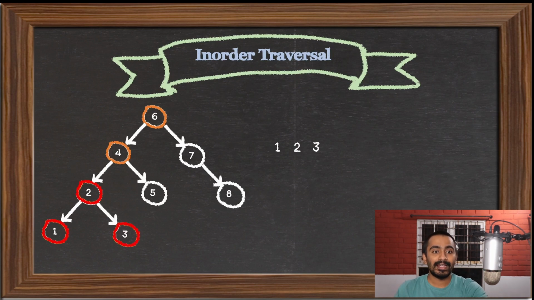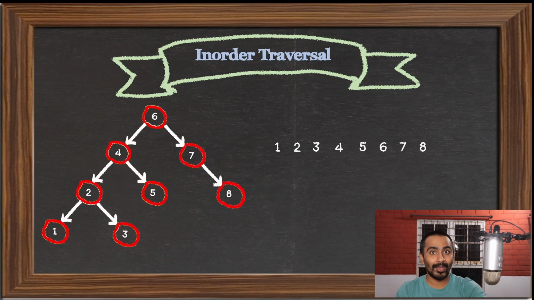Now we see that the entire left tree of node 4 is already processed, so we process node 4 before moving on to its right subtree. We continue the same process repeatedly to process the entire tree. So this is how inorder traversal works.